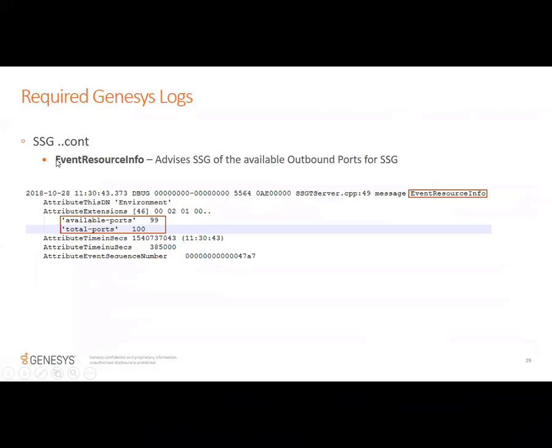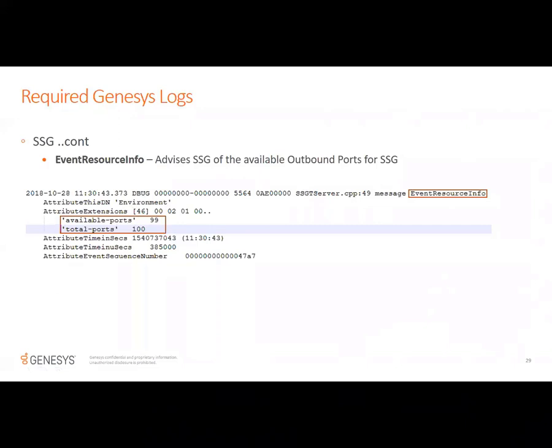We also made mention of the event resource info. This is the events in the SSG logs that you're going to want to look for to make sure that SSG has available outbound ports to facilitate callbacks. As callbacks are made, this available ports number will decrease as callbacks are used. Once the call is completed, those ports should be relinquished back into available ports.